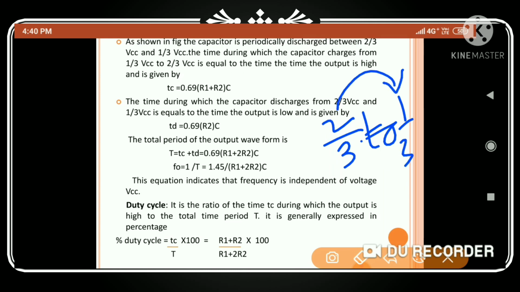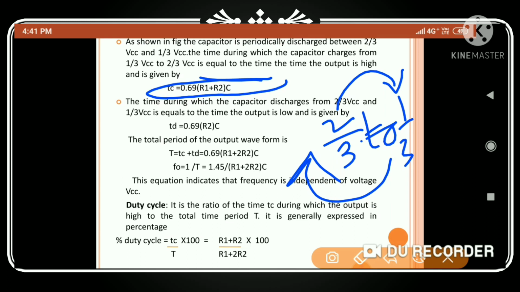So the time during which the capacitor charges, charging meaning from 1 by 3 to 2 by 3 VCC, is equal to the time the output is high, and is given by how much? The charging time is given by TC equal to 0.69 into (R1 plus R2) into C. According to the equation given, 0.69 is the value that will come from 1 by 3 to 2 by 3.